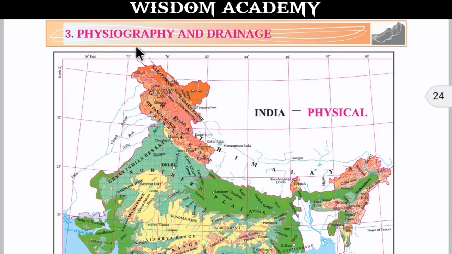So physiography means what are the different landforms that are available in the country. So ek country mein kon se alag alag landforms milte hain, jaise mountains kahan hai, plateaus kahan hai, plains kahan hai, islands kahan hai. Aur drainage means rivers or lakes that are found in that country. So we'll see how are the different landforms that are found in India and Brazil, and what are the different river systems that are found in India and Brazil. So let us begin with India's physiography first.